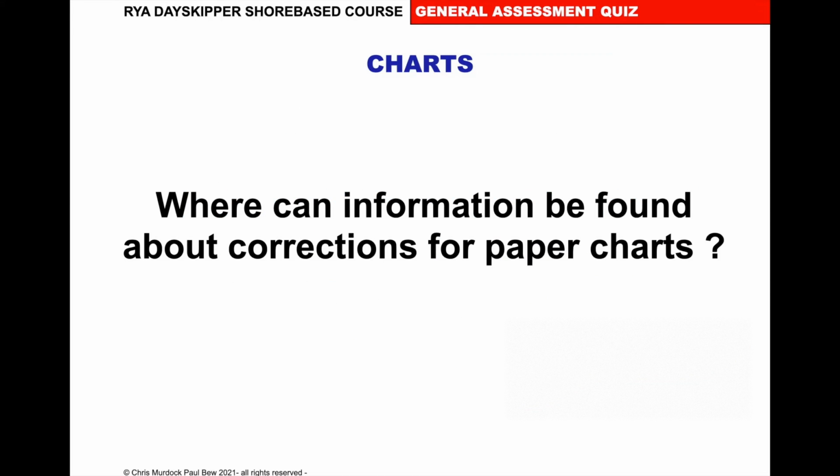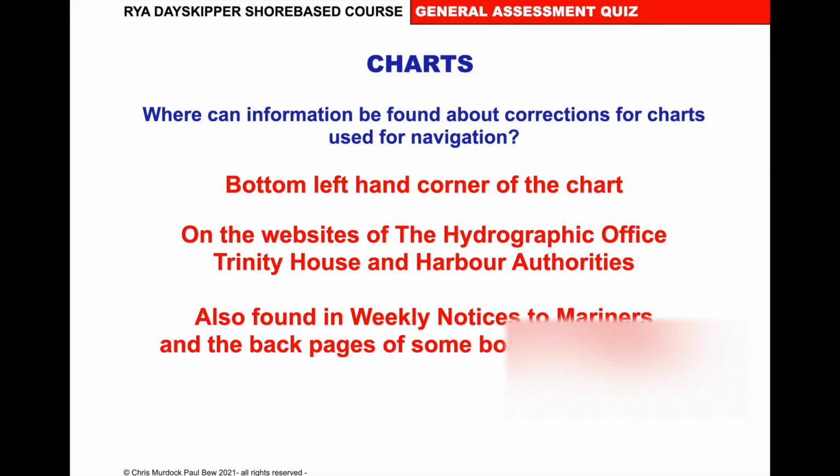Where can information be found about corrections for paper charts? On the bottom left-hand corner of your chart, it tells you when the chart is updated to, the year, and the number of that correction. On the websites of the Hydrographic Office, Trinity House and Harbour Authorities, it will give you information, and there's usually a search option for that chart. It's found in Weekly Notice to Mariners. Some magazines will publish it. The Weekly Notice to Mariners comes out each week, or on the Hydrographic Office website.